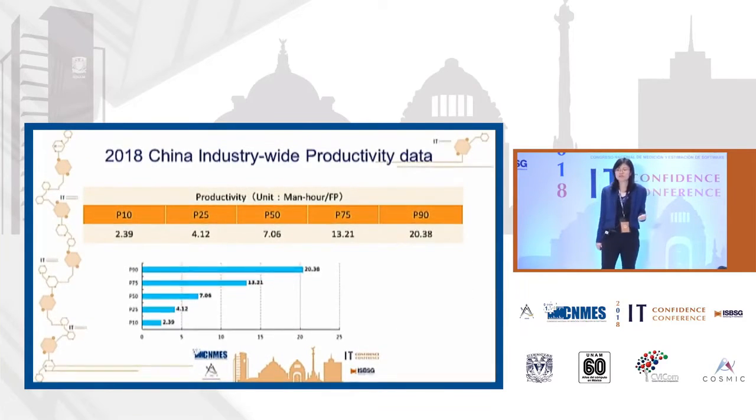Now let me show you the data. This is the industry-wide productivity data. You can see the average is 7.06. That means if we work 8 hours a day, each function point takes almost a day. You can see the data ranges from the 10th percentile to the 90th percentile. For the 90th percentile, maybe three times, and for the 75th percentile, maybe twice the average.